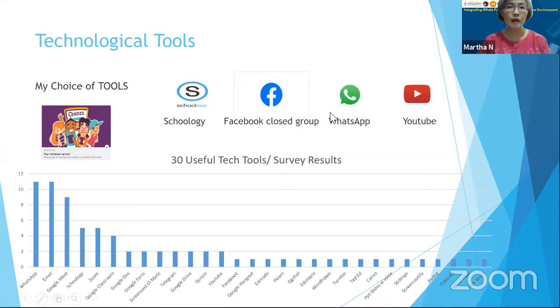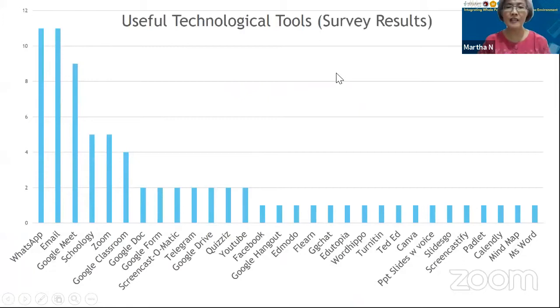These tools are among the 30 useful technological tools based on my survey results in my faculty, with 17 participants. The highest are WhatsApp and email, which everybody uses especially for preliminary communication. And then Google Meet, Schoology, and Zoom are, I think, for synchronous communication, and also other tools like this. I'm not going to discuss them one by one as I'm not an expert in this.